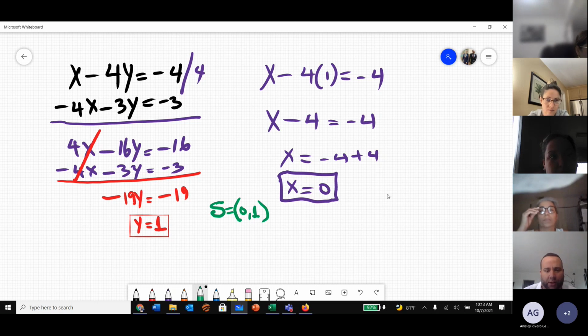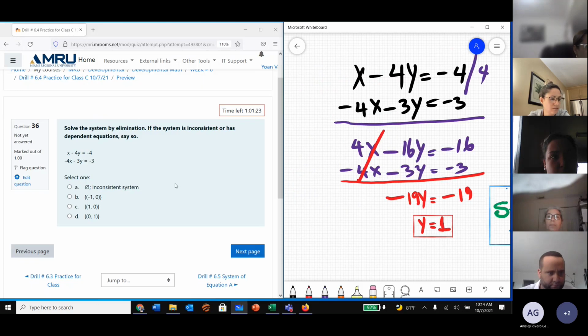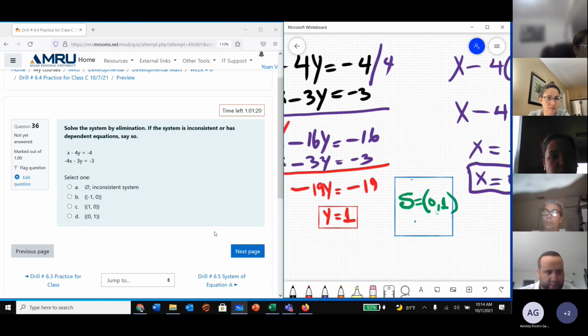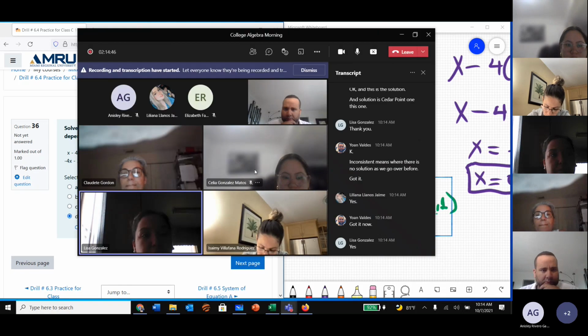On which quadrant is this point? On which quadrant is this point? The first quadrant. Okay? And this is the solution. The solution is 0, 1. Thank you. Okay? Inconsistent means when there is no solution, as we went over before. Got it? Yes. Got it now? Yes, Professor. Thank you. Okay, Lisa.